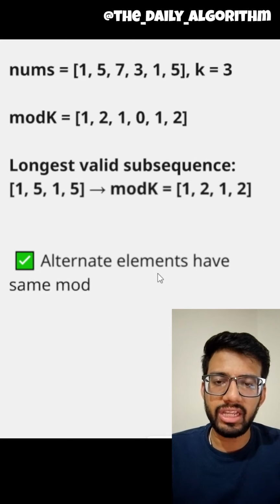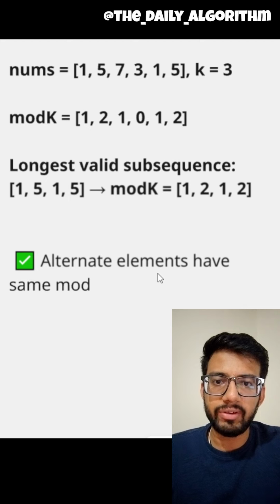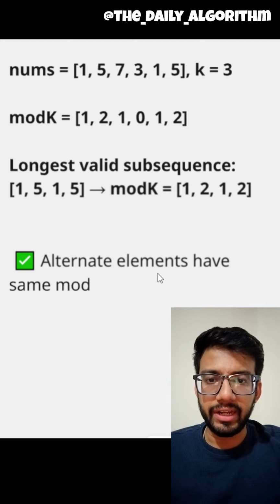This observation will be really helpful because first of all, we can see that the modulus can only go from 0 to k minus 1, and we have indexes from 0 to n minus 1, which will also be in ranges of 10 to the power of 3. Hence, if we can create a state of n into k, we will be able to solve this question using dp.